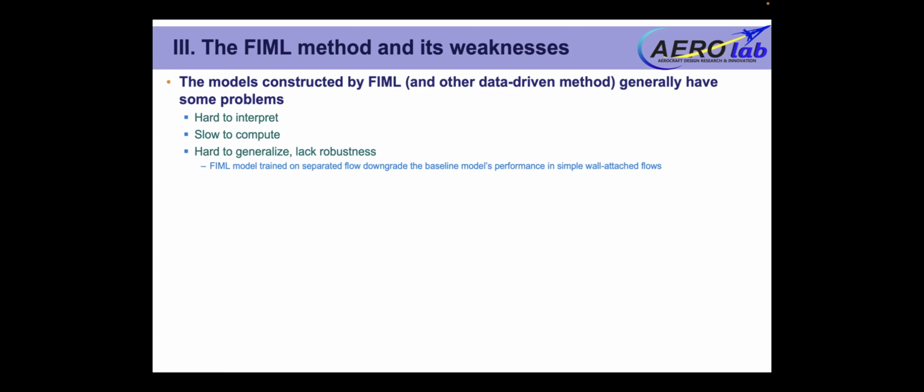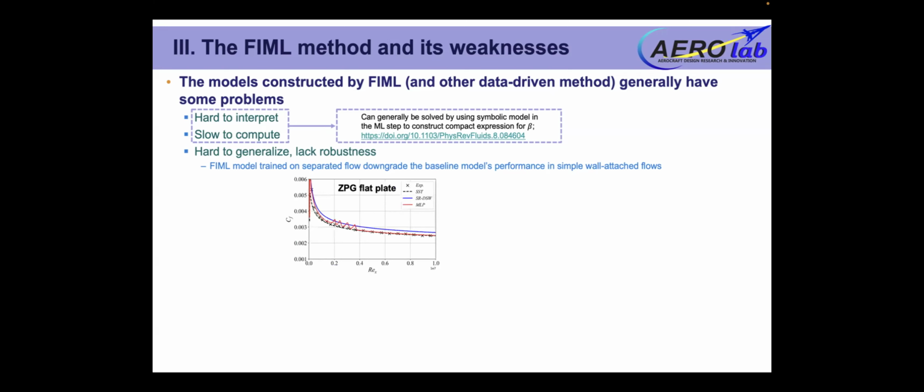And at last, they are very hard to generalize. Sometimes they lack robustness. Here, the robustness refers to the model's ability to preserve the baseline model's accuracy in simple wall-attached flows, such as the zero-pressure gradient flat plate or the turbulent channel flow. For the first two problems, research of my own has shown that it can generally be solved by using a symbolic model in the machine learning step to construct a compact expression for beta. And for the last problem, it is still very hard to solve.